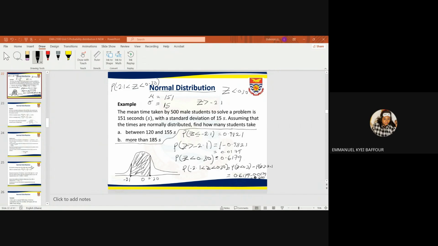So the percentage of students who would take between 120 and 155 seconds to solve the problem is the 0.600, or the 60%. So we have to convert that 60% to numbers. So that will be the number of male students that solve the problem multiplied by 0.600. And what are you getting? 300. So you have 300.